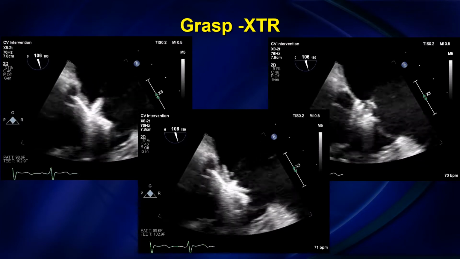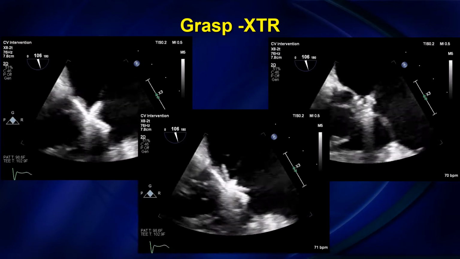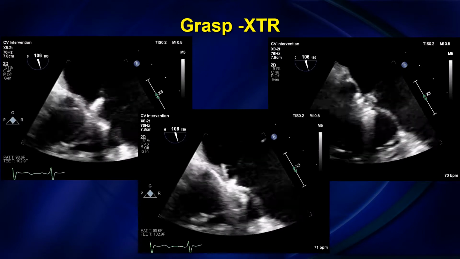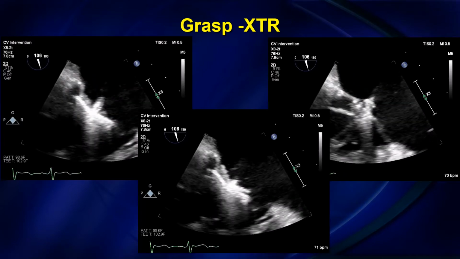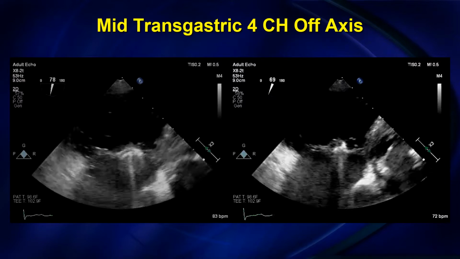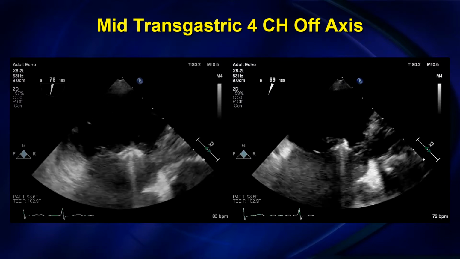Similarly, an XTR grasp ideally is imaged in this view. However, not uncommonly, shadowing issues or other technical limitations prevent good visualization of the grasp or leaflet insertion from the esophageal windows. In these cases, I have found that sometimes this view can be helpful.